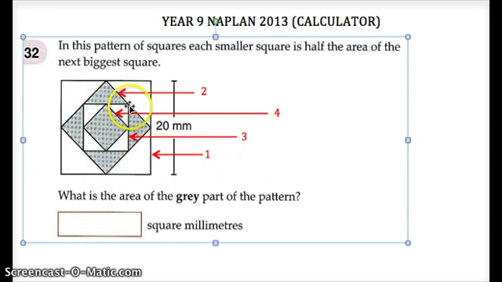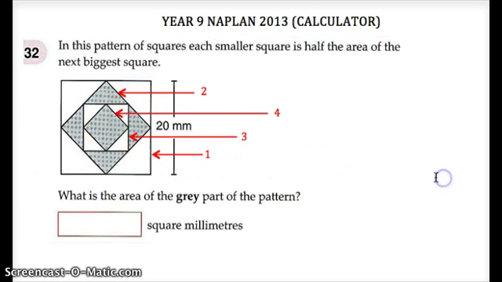The next square, which is this grey square here, I've called square number 2, because we're told that each smaller square is half the area of the next biggest square. So that means that square 2, which I'm outlining there, is half the area of square 1. And so now square 3, which is this white square in the middle, will be half the area of square 2. And square 4, again this grey small square in the middle, I'll call that square 4, that's half the area of square 3. And the question is, what is the area of the grey part of the pattern? You can pause the video and attempt the question.